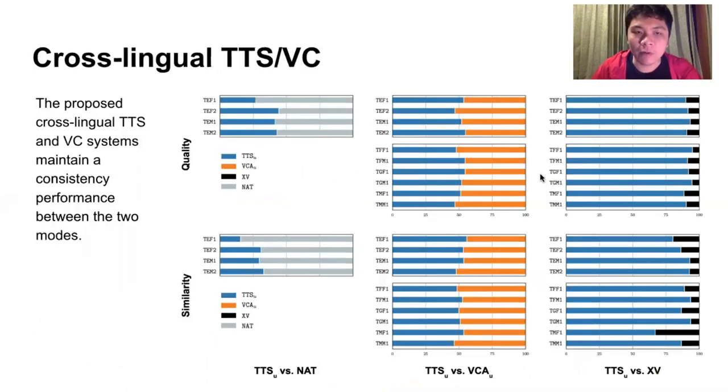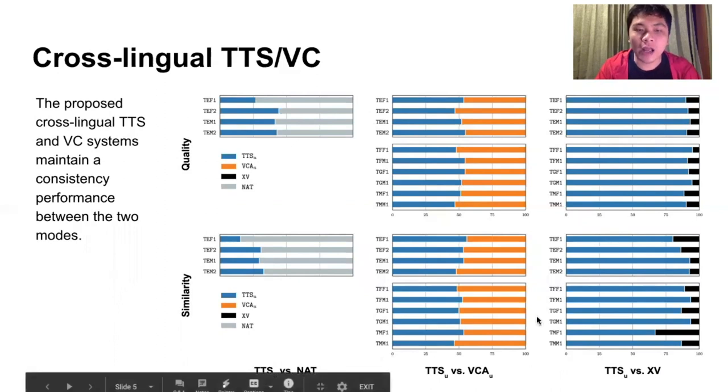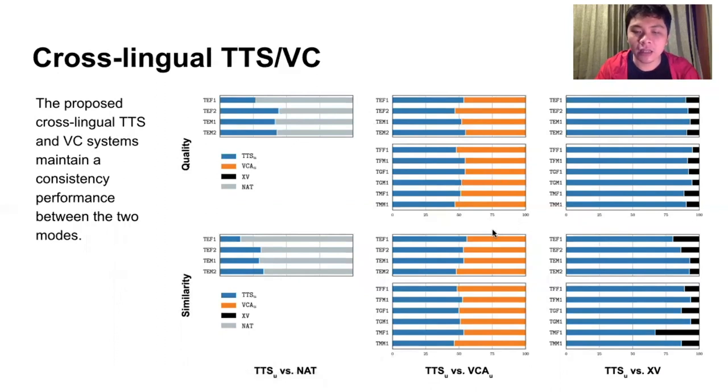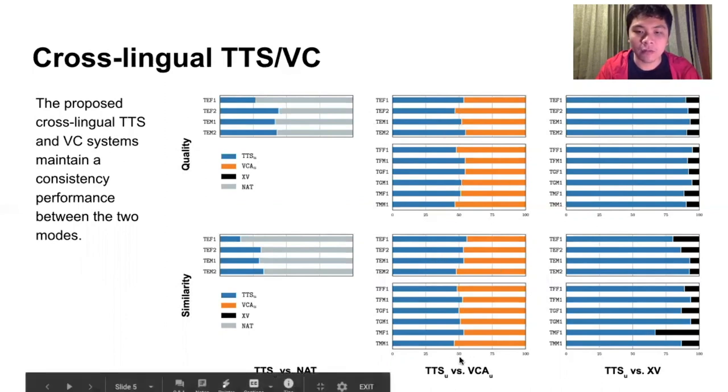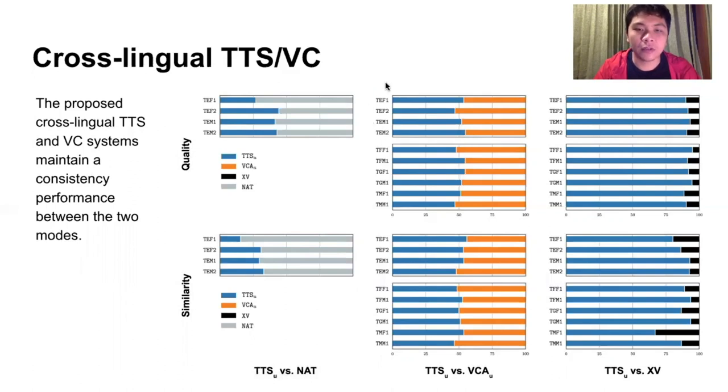The results of the voice conversion challenge show that our system can do cross-lingual voice conversion. So how about cross-lingual text-to-speech? We did an extra listening test to show that our cross-lingual text-to-speech system also has very high similarity and quality. It is very consistent with the voice conversion as well. And the performance is quite consistent between the English target speaker as well as the Finnish, German, and Mandarin speakers.